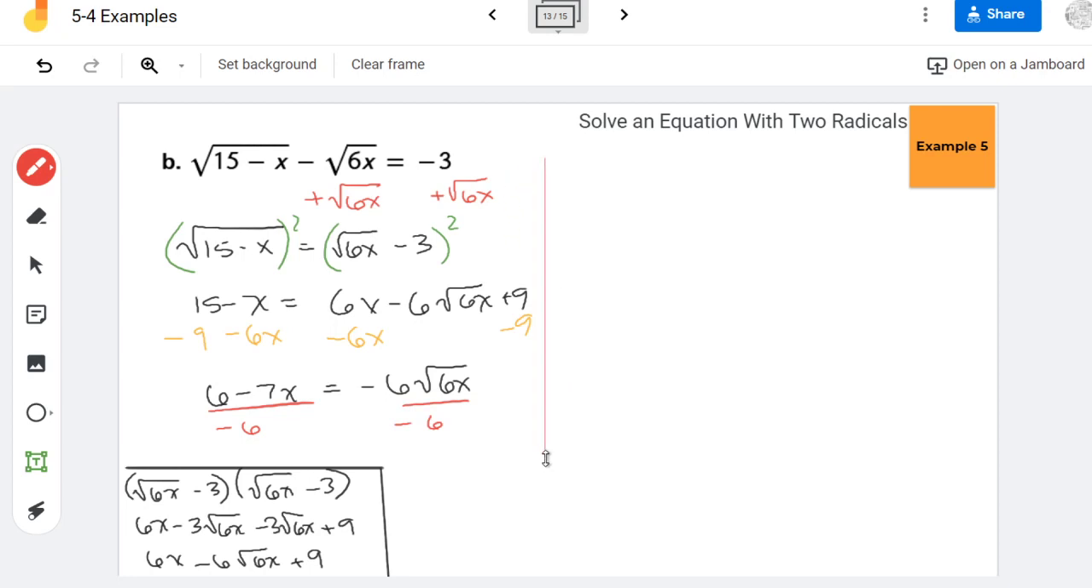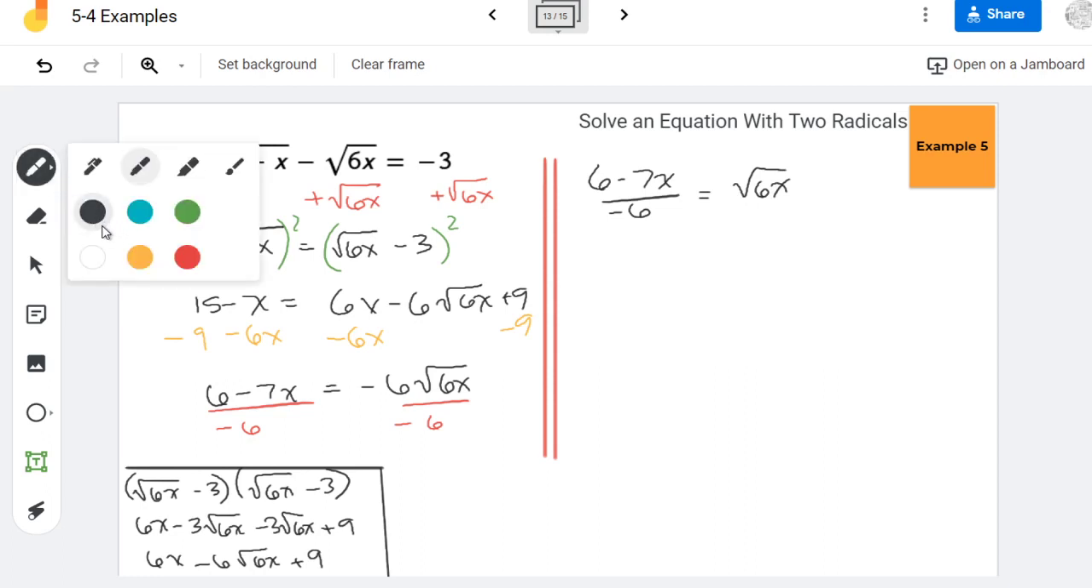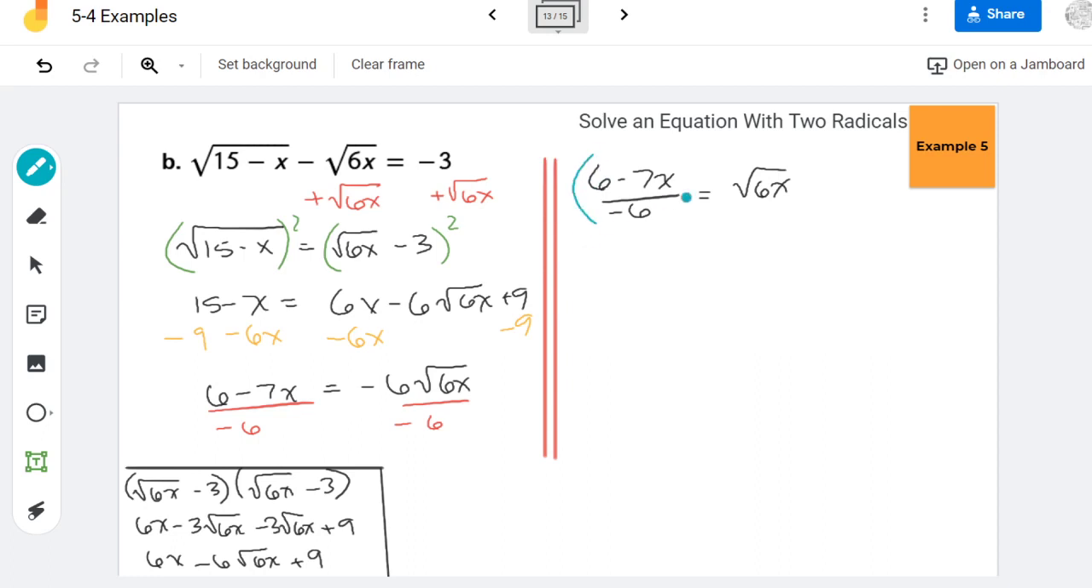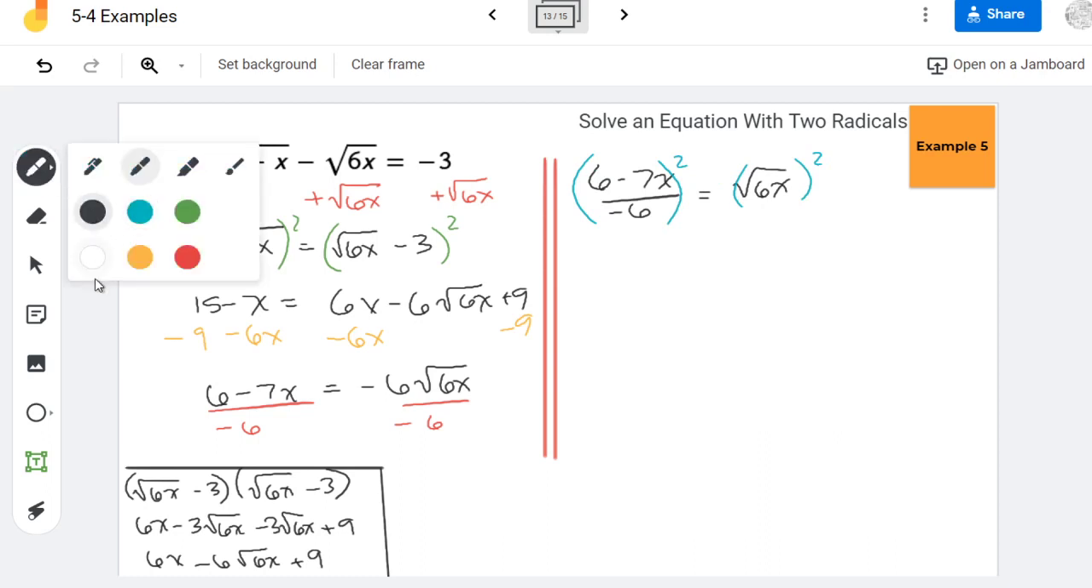I'll draw a line here because I didn't leave myself enough room, right? So when I divide by negative 6, here I am. Now you can convert this to a fraction. I'm not going to. I'm just going to leave it like that and call it good. So here I'm going to go ahead and square to get rid of that radical. Ooh, this one's going to be ugly, y'all. And that's okay. We don't judge ugly answers.